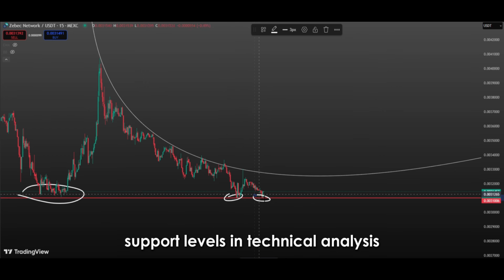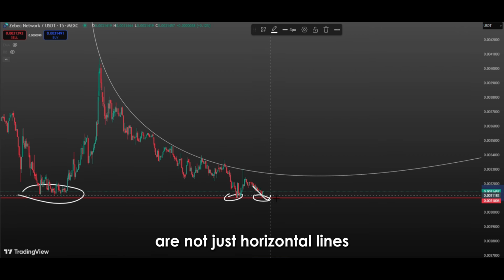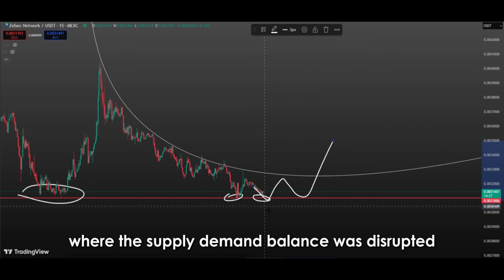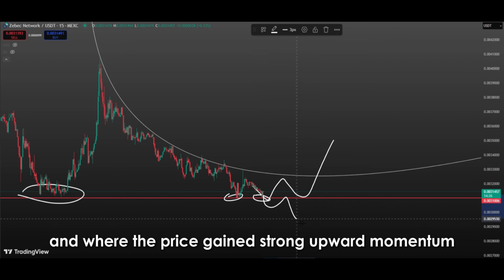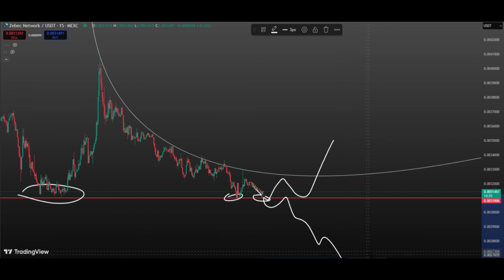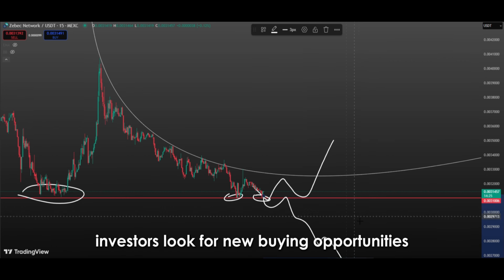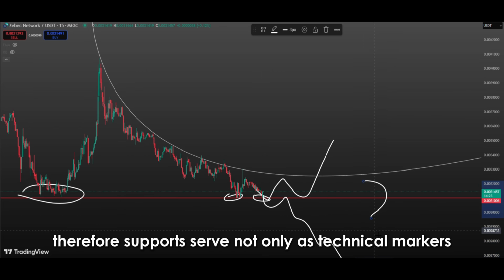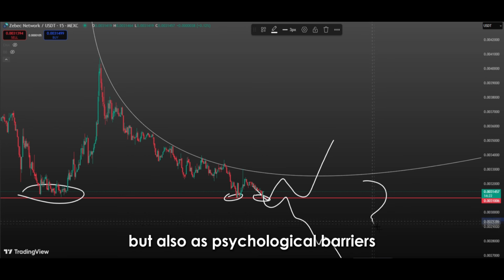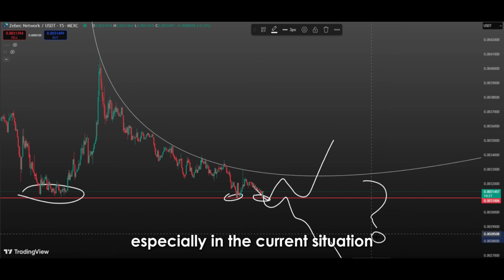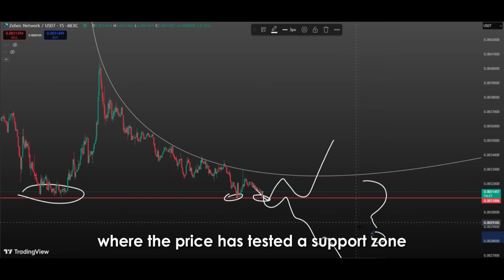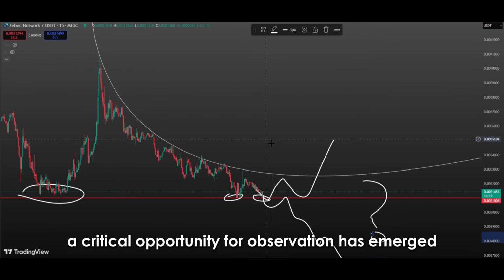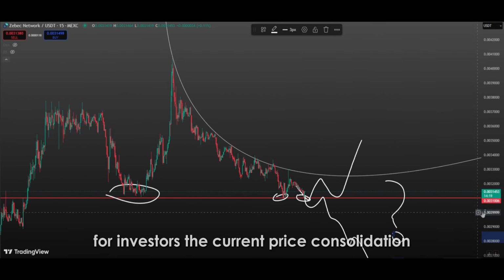Support levels in technical analysis are not just horizontal lines. They represent areas where buyers previously became active, where the supply-demand balance was disrupted, and where the price gained strong upward momentum. At these levels, investors look for new buying opportunities based on historical price behavior. Therefore, supports serve not only as technical markers, but also as psychological barriers. Especially in the current situation where the price has tested a support zone multiple times and responded upward each time, a critical opportunity for observation has emerged for investors.